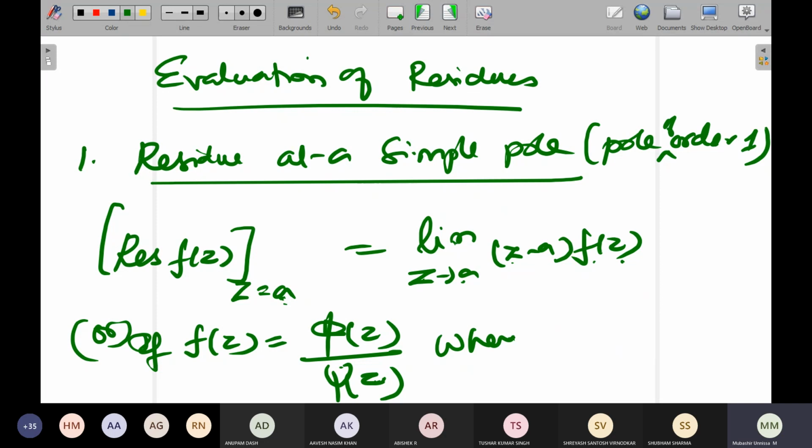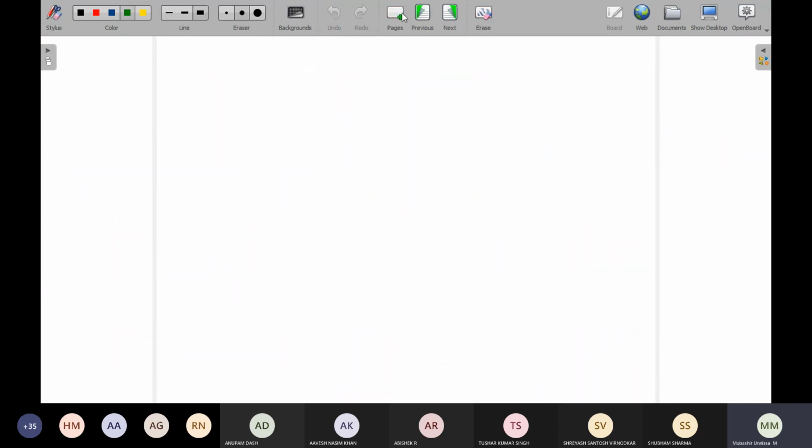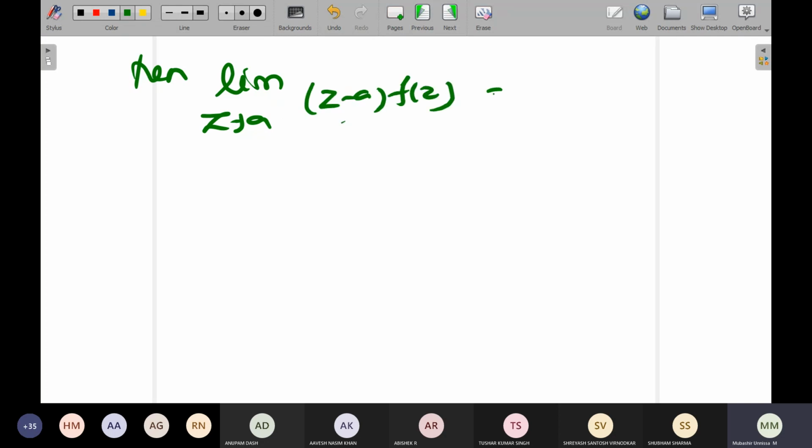Okay, f of z is phi of z by psi of z, where phi of a, the numerator value, is not equal to 0, and psi of a is equal to 0. In that case, how will you find the residue? It is limit z tends to a, (z minus a) into f of z. This is the definition of the residue, right?